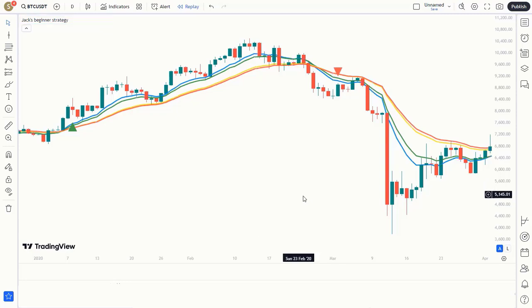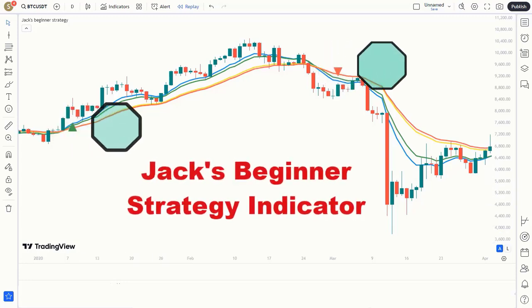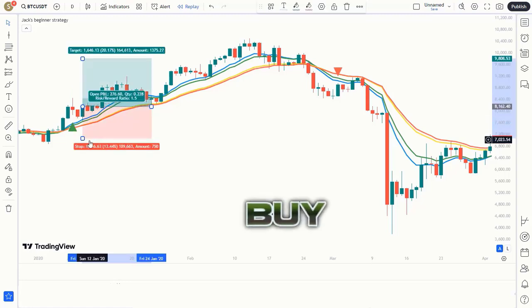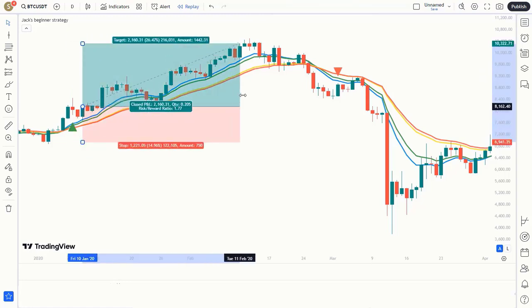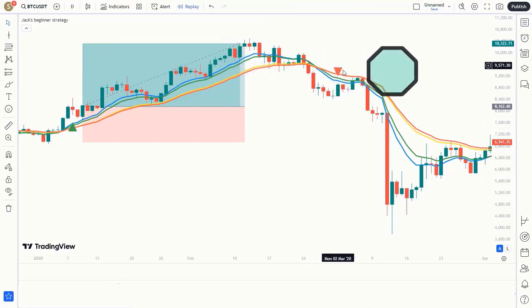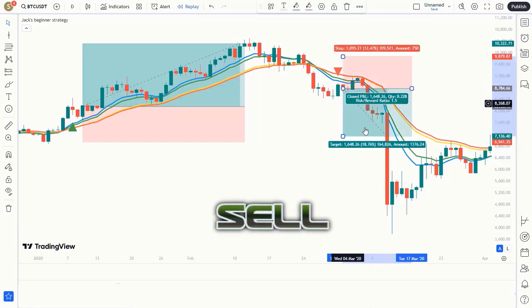First of all, understand this indicator, how it works. Here you see these red and green arrows. It is called Jack's Beginner Strategy Indicator. When Jack's Beginner Strategy Indicator creates a green arrow, and the market creates a bullish candle, we have to take a buy order. And when it creates a red arrow, and the market creates a bearish candle, we have to take a sell order.